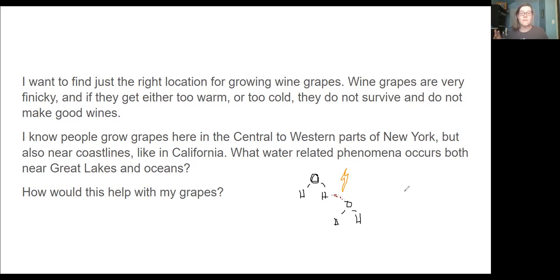And I mean, it's not perfect. You don't have to be in the water. This is large scale stuff. And the same in the summer, it keeps them a little bit cooler because it takes a long time to warm up. So there we go. That's how water and all those little connections in water helps with that.